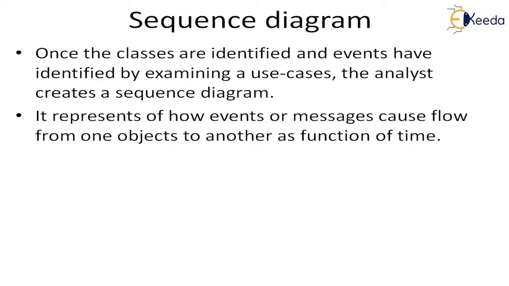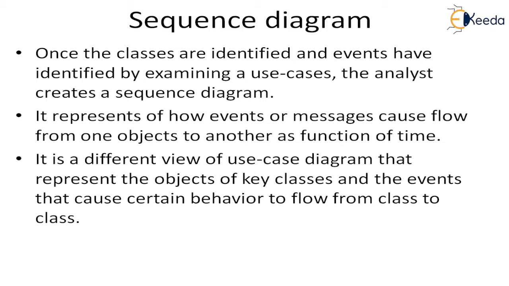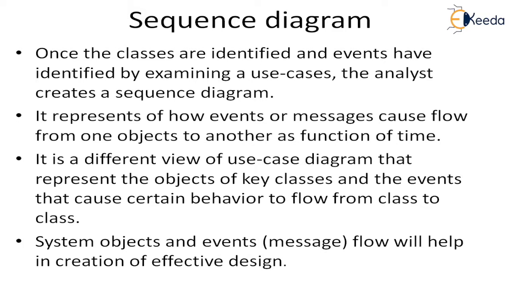Now we come to the other diagram, which is called the sequence diagram. In the sequence diagram, once the classes are identified and events have been identified by examining the use case, the analyst can start creating the sequence diagram. It will represent how the events or the messages flow from one object to another object as a function of time. It is a different view of the use case diagram that represents the objects and key classes and the events that cause certain behavior to flow from one class to the other class.